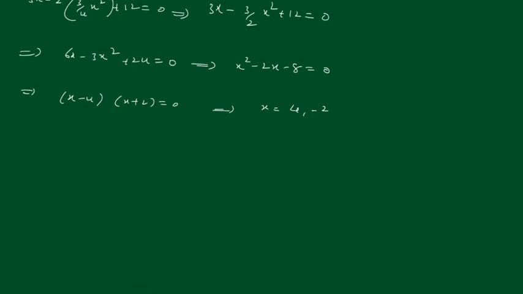So putting in 1, y equals 3 by 4 into 4 square, which is equal to 12, and y equals 3 by 4 into minus 2 whole square, which is nothing but 3. So we can draw the graph now by these points.